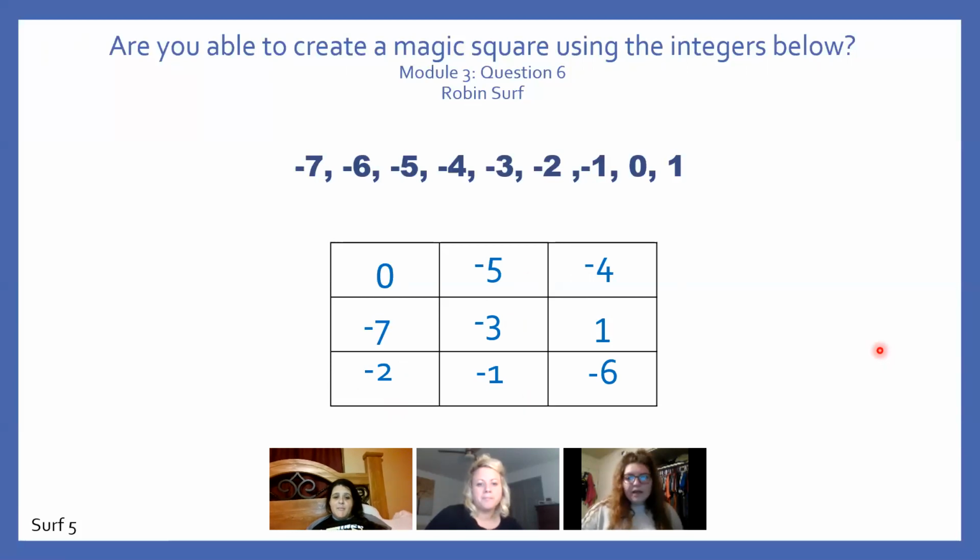Awesome. Perfect. So you can make a magic square with negative numbers as well. Cool. Okay. Awesome. Nice.